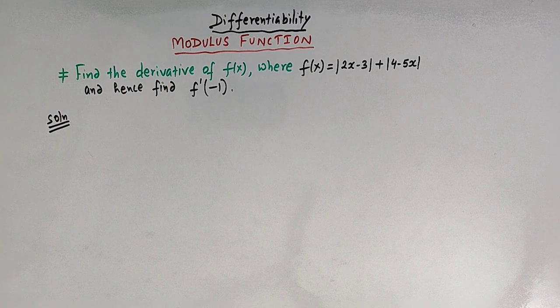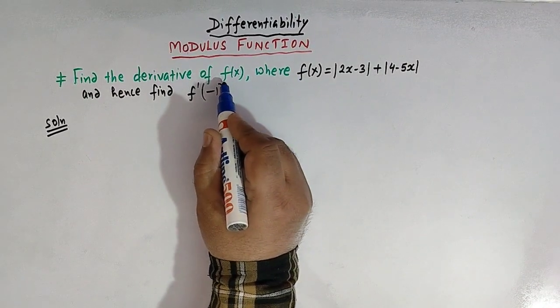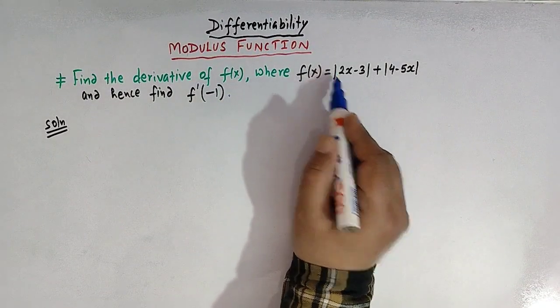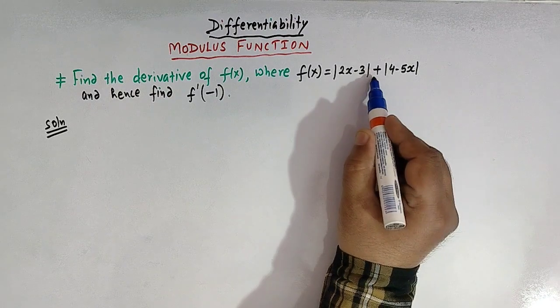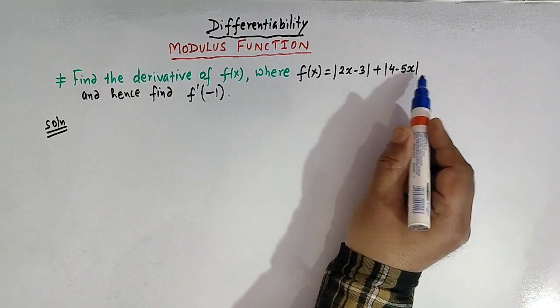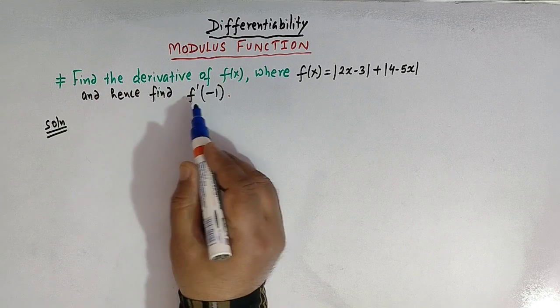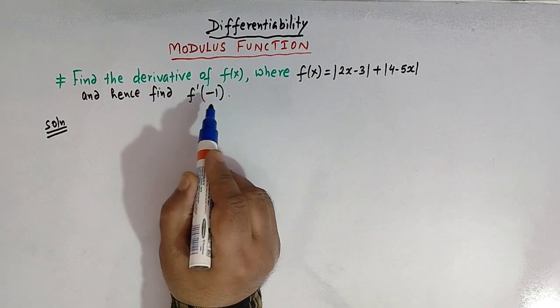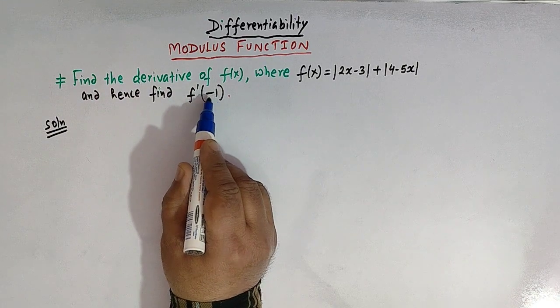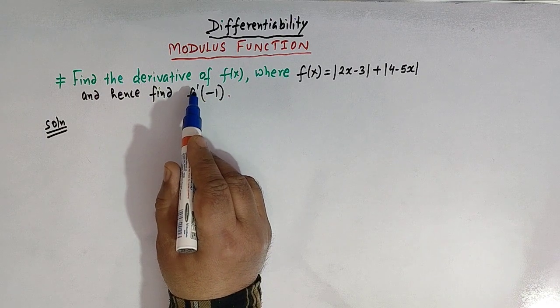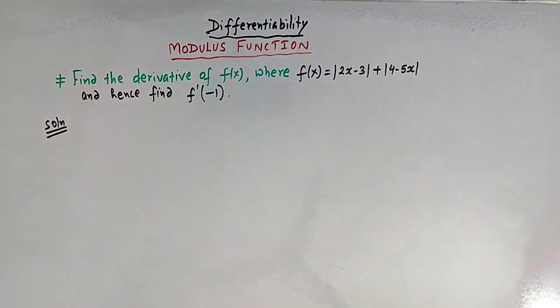Hello viewers, in today's class we are going to discuss yet another important and very conceptual problem from differentiability, right? Here we have to find the derivative of this function f of x, where f of x is mod of 2x minus 3 plus mod of 4 minus 5x, and then we have to find the value of the derivative at x is equal to minus 1. So we have to find f prime of minus 1.